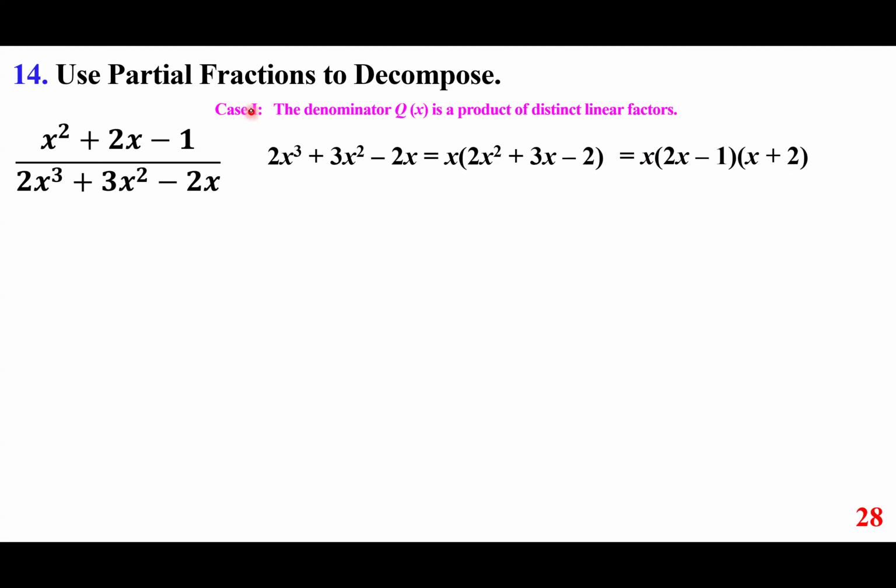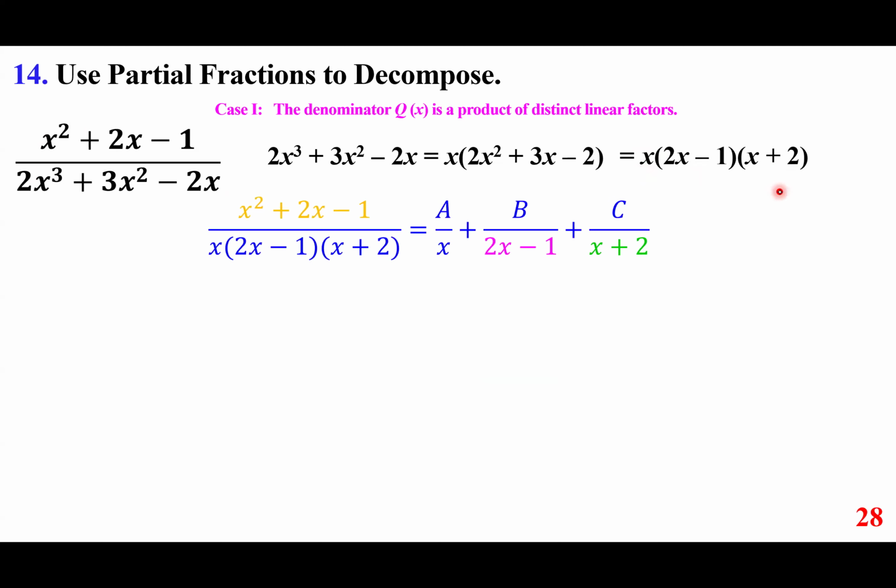That's the first case. So what do we write? We write this one is equal to something over this, something over this, something over this. So we write it in the following fashion. The original fraction is a over x, b over 2x minus 1, and c over x plus 2. That's it.